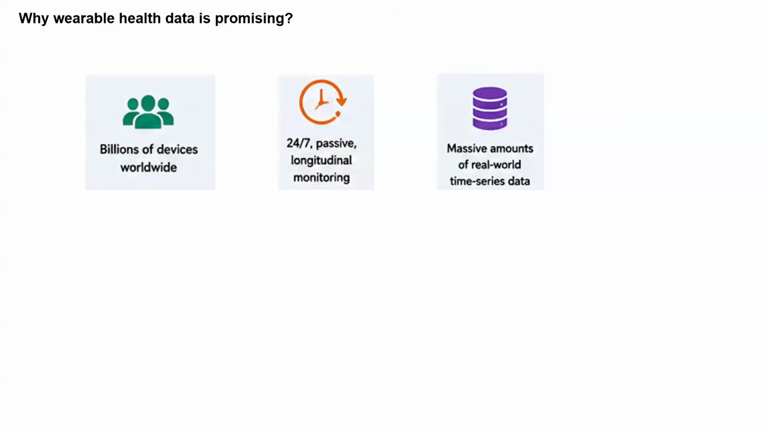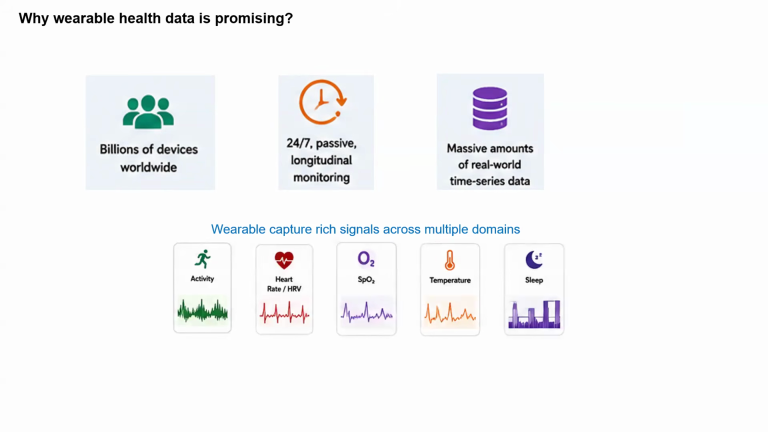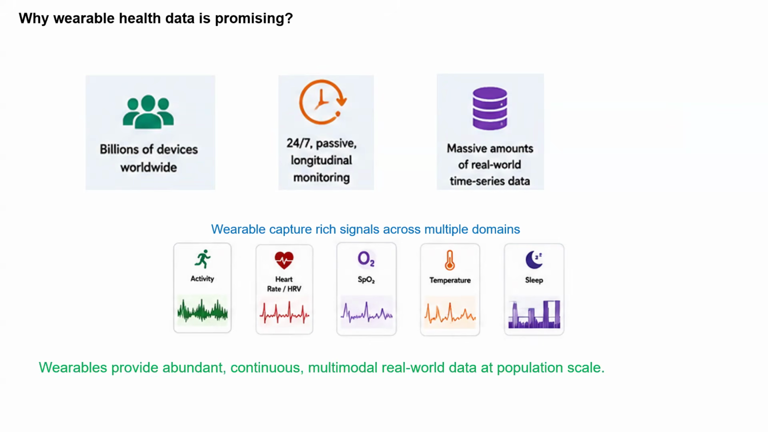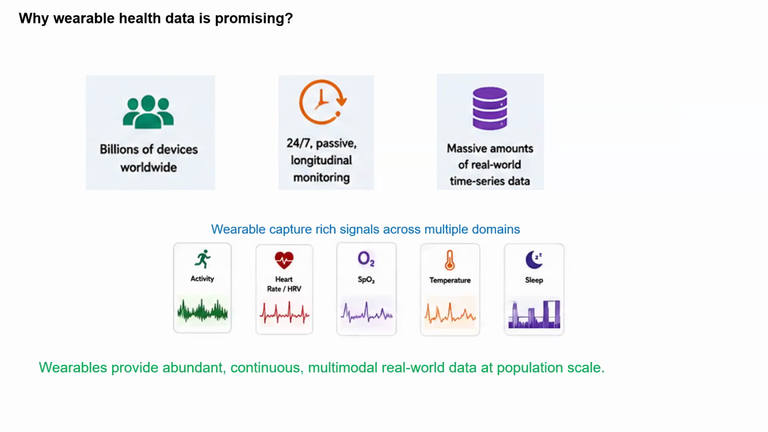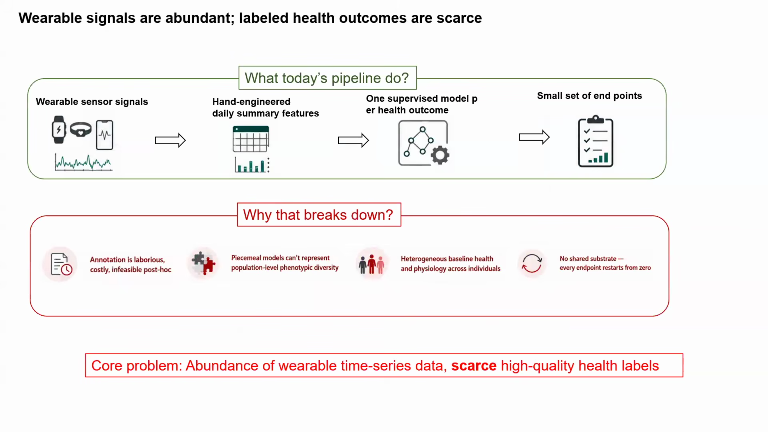So these are the reasons that wearable health data is promising. Wearable data also captures rich signals across different domains, like activity information, heart rate, oxygen, temperature and sleep information, and they provide abundant, continuous, multimodal real-world data at population scale. The issue is that although wearable data is quite abundant, labeled health outcomes are quite scarce.